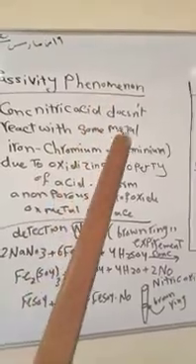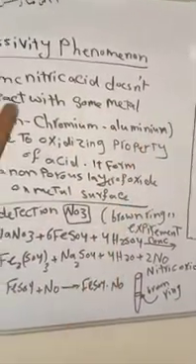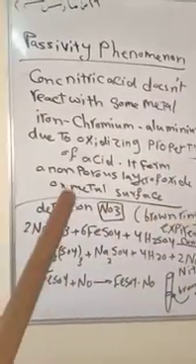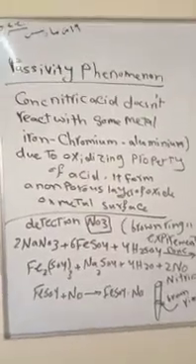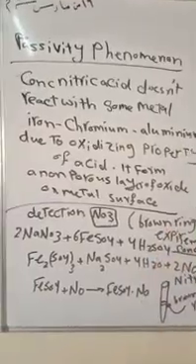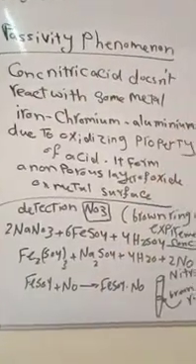Passivity phenomena. Concentrated nitric acid doesn't react with some metals such as iron, chromium, and aluminium, because these metals protect themselves by forming a non-porous layer of oxide, because nitric acid is an oxidizing agent. So iron, chromium, and aluminium don't react with concentrated nitric acid. This is called the passivity phenomena.